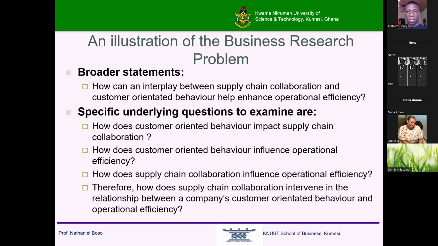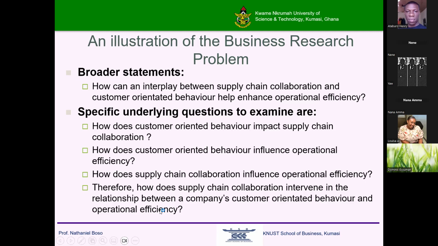We'll come to the specifics of these, but I'm just mentioning them in passing. So that gives a chain where customer-oriented behavior will first have to lead to supply chain collaboration, and then from supply chain collaboration to operational efficiency. And that is what we call the indirect relationship. So the betweener, or the mediator, or the intervening variable called supply chain collaboration comes between customer-oriented behavior and operational efficiency. So we are questioning whether supply chain collaboration actually plays an intervening role between customer-oriented behavior and operational efficiency.